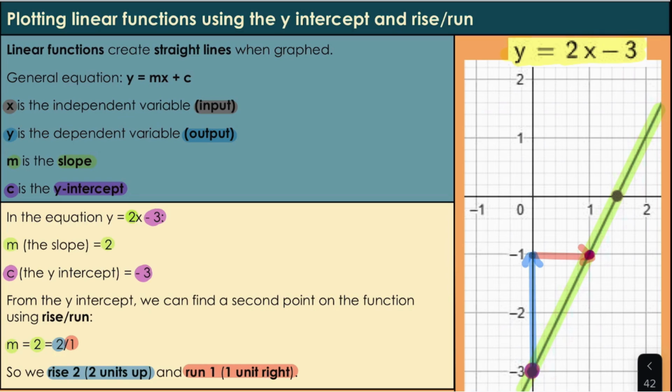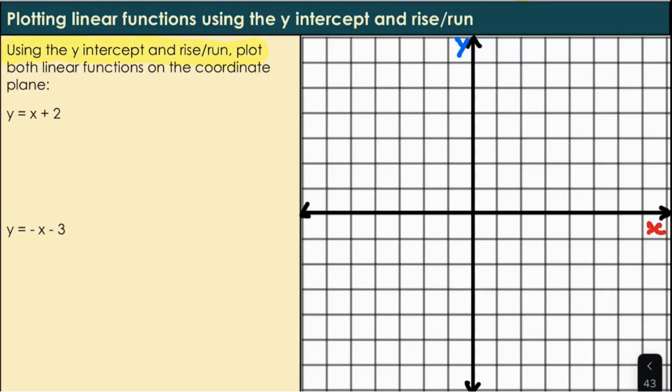Once we have 2 points, we would simply connect the 2 points with a straight line, and boom, we have our plotted linear function. Using the y-intercept and rise over run, plot both linear functions on the coordinate plane. Our first function, y equals x plus 2, we can see that our y-intercept is positive 2, so we can write c equals 2. Next, we consider slope.